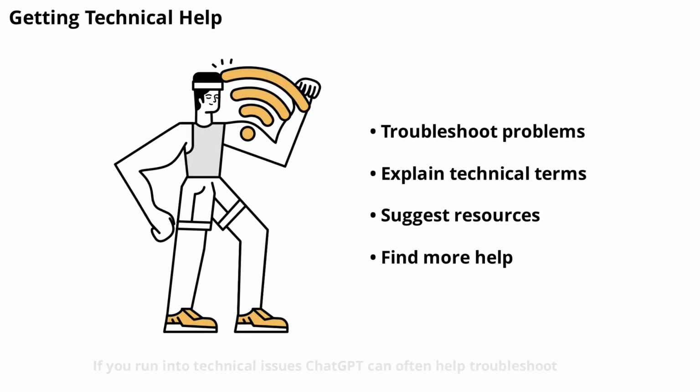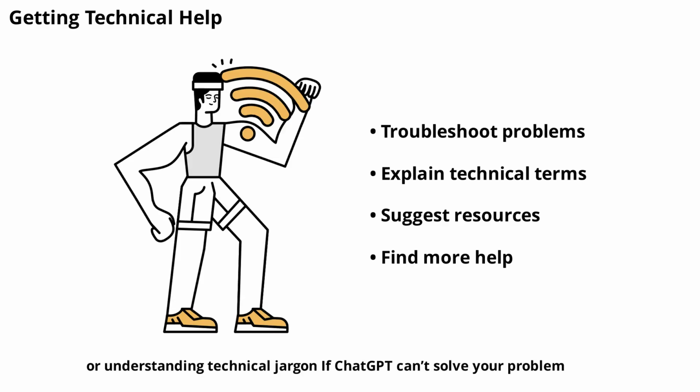If you run into technical issues, ChatGPT can often help troubleshoot problems or explain technical concepts. For example, you can ask for help with computer errors, software installation, or understanding technical jargon. If ChatGPT can't solve your problem, it can suggest where to find more help.